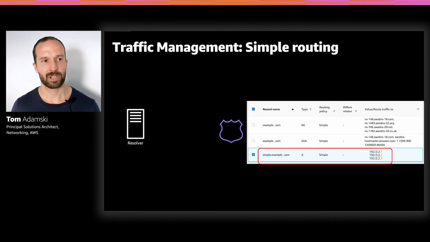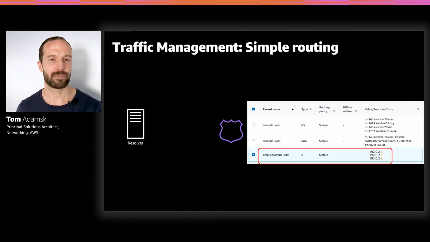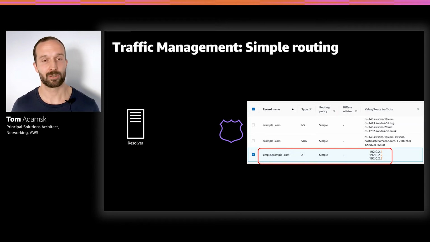So in the examples, we'll have the resolver on the left-hand side. We'll have our Route 53 configuration on the right-hand side. And I'm using IP addresses as the resources that we want to route traffic to. But Route 53 supports all sorts of different types of targets. It could be a CNAME. It could be an alias record that points to a specific AWS resource. But for simplicity, I'm just using IP addresses so it's easier to visualize. So in the simple example of setting up a simple record, we're just doing a mapping between a name and a single or multiple IP addresses.